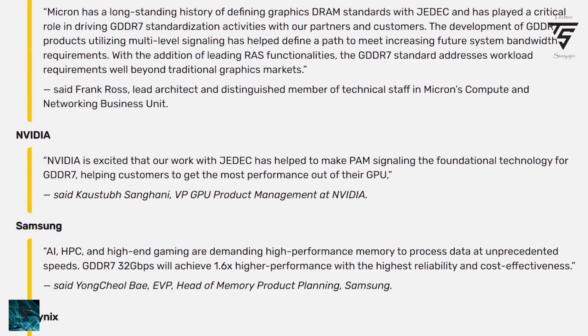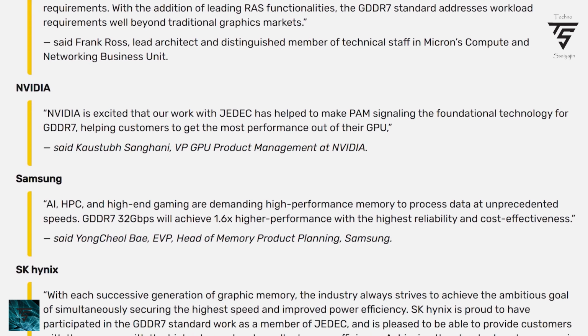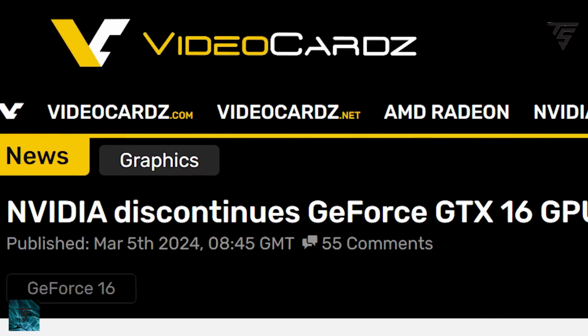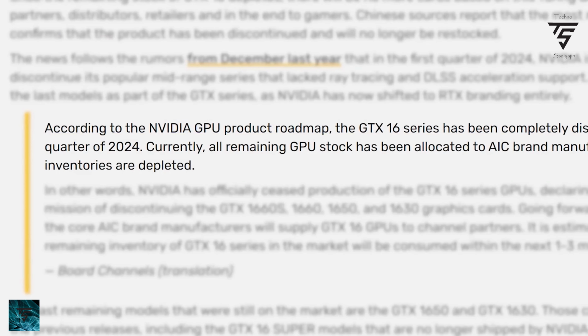And every other company will just dive straight into GDDR 7. Maybe we will not get GDDR 7 in graphics cards in 2024, but maybe in 2025.